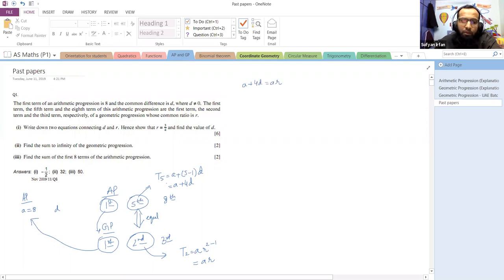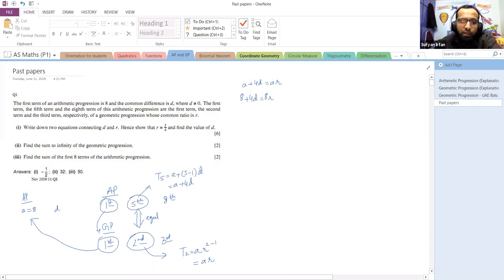The fifth term of AP is A plus 4d. The second term of GP is ar. And the examiner is saying both of them are equal. This means A plus 4d equals ar. We already have the value of A, which is 8. So this means 8 plus 4d equals 8r. So one piece of data is this.